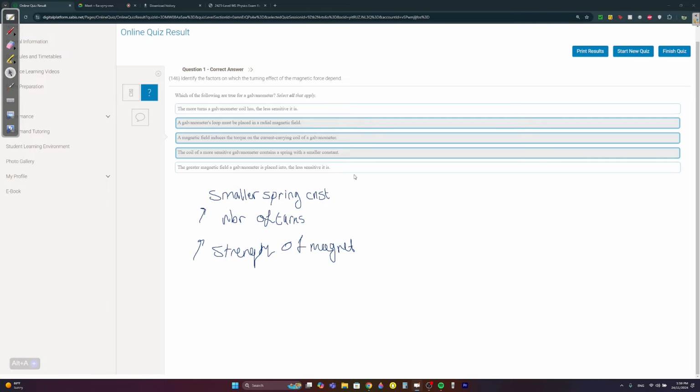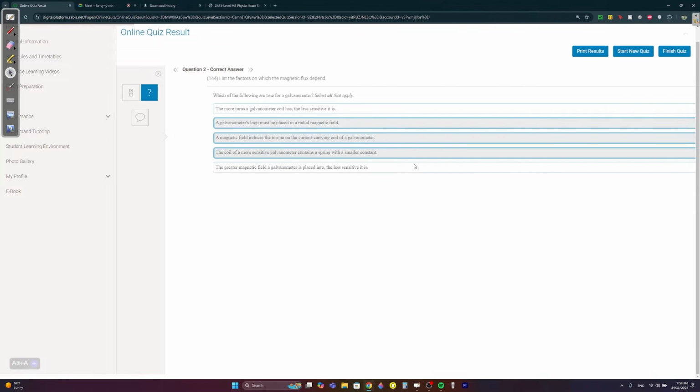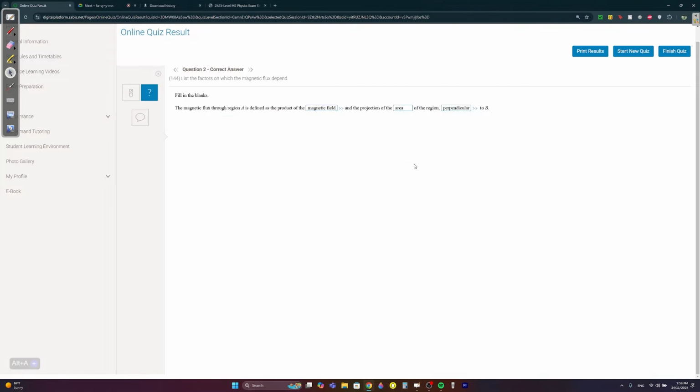How would you increase the sensitivity of a galvanometer? You would use a smaller spring constant, increase the number of turns in the coil, and increase the strength of the magnet. Okay, these are all three ways, and these are the three correct answers I remember for increasing the sensitivity of a galvanometer. It was multiple choice.